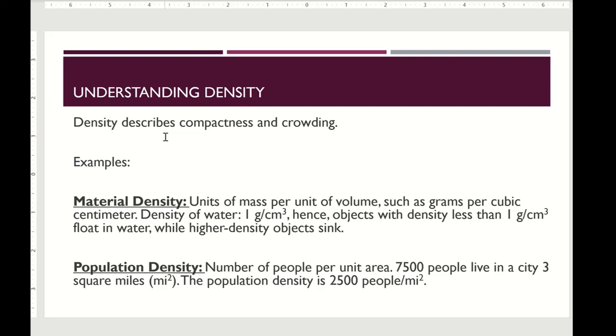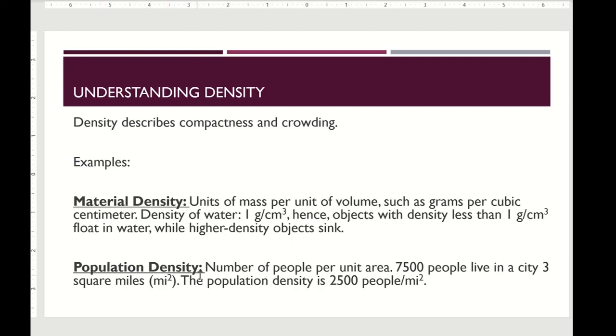Material density is the units of mass per unit of volume, such as grams per cubic centimeter. Density of water, which is 1 gram per cubic centimeter, is an example of material density. Hence, objects with density less than 1 gram per cubic centimeter float in water, while higher density objects sink. And I'll talk more about these definitions. With practice, it'll make more sense.